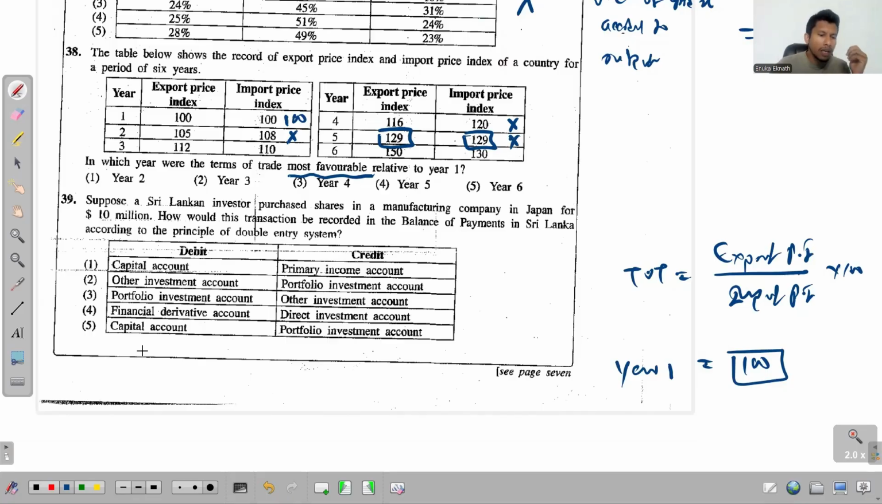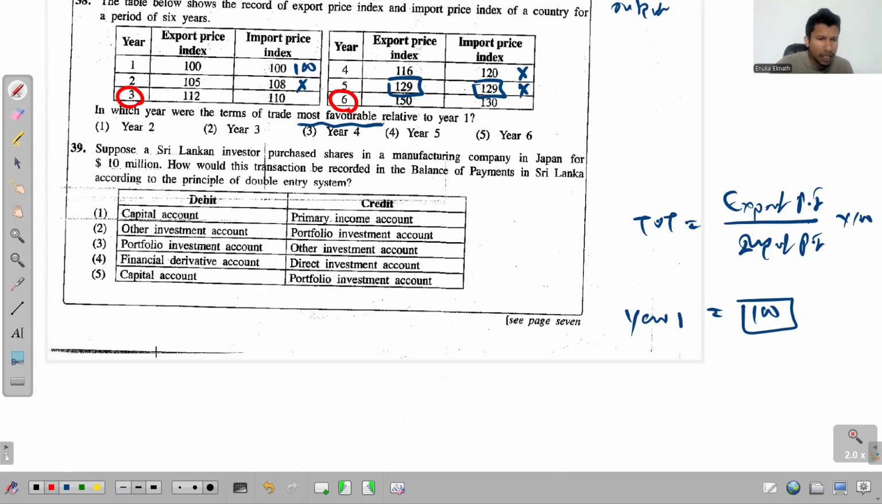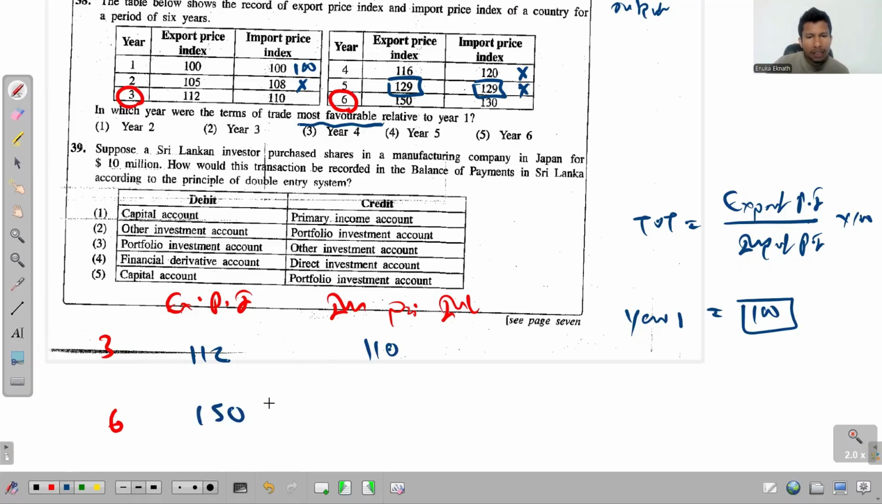Now only two values are remaining. What are the two values? Year 3 set of values and year 6 values. If you write those two down, let's say in year 3 we have export price index and import price index. So year 3 and year 6. Export price index is 112, import price index is 110. In year 6, export price index is 150, import price index is 130.